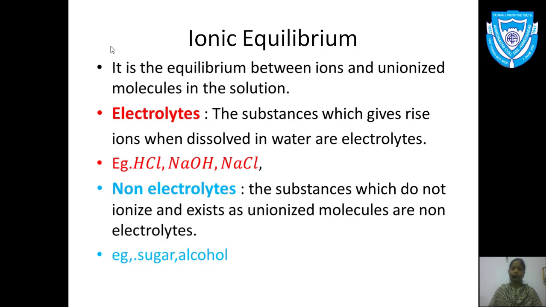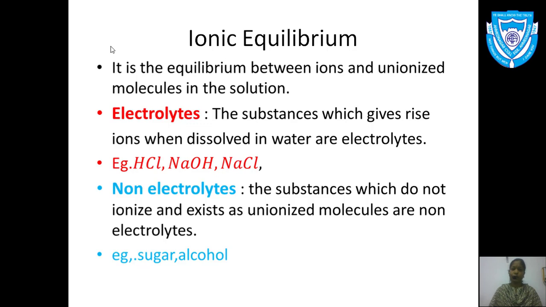Some electrolytes will split up into ions completely, while some electrolytes split up partially or to a lesser extent. In the case of electrolytes ionizing partially, there exists an equilibrium between the ions and the unionized molecules. Such a type of equilibrium in which ions are involved is known as ionic equilibrium. Ionic equilibrium is a type of chemical equilibrium which we have studied in the 11th standard.